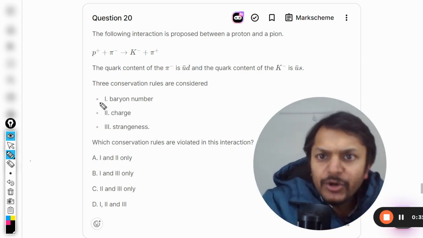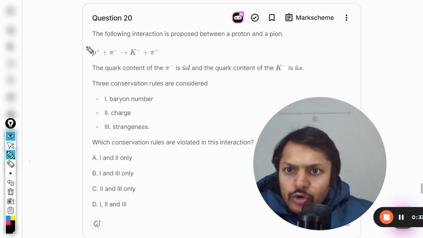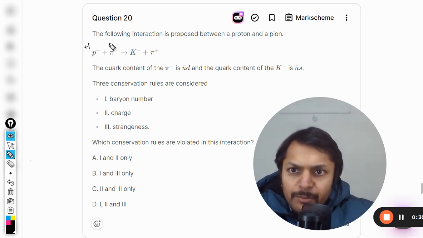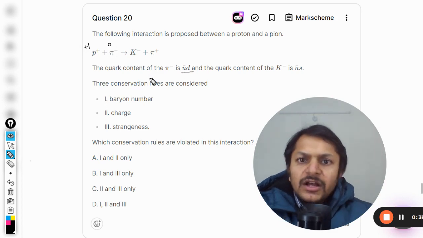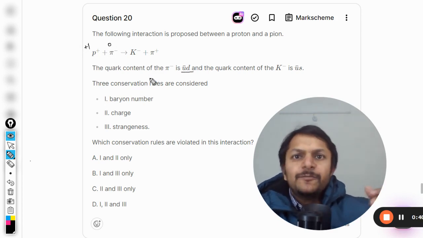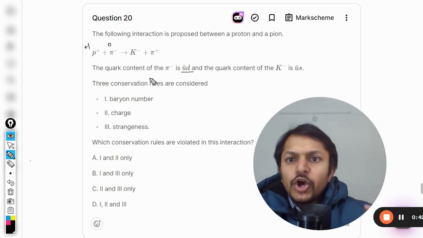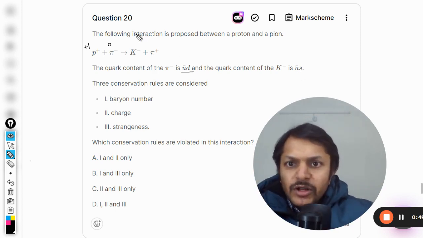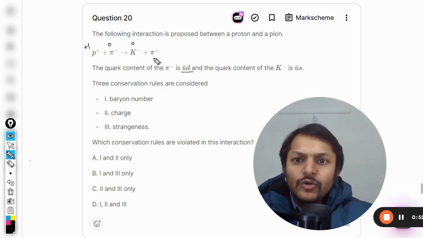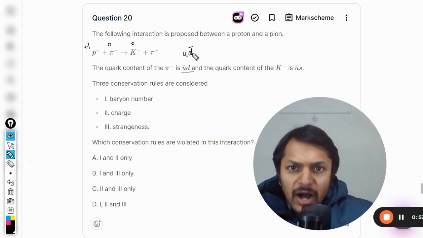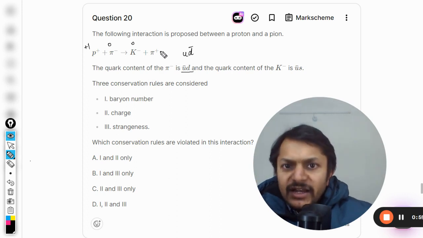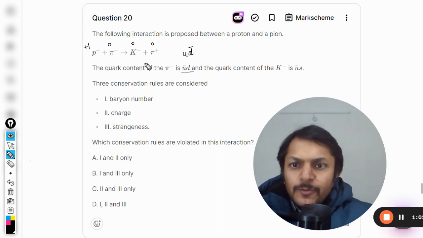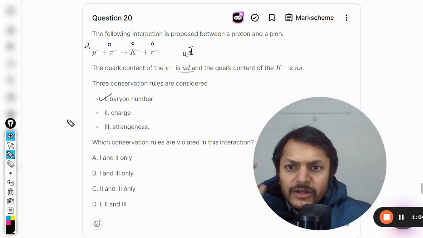First of all, I think the baryon number is clearly violated here because the proton is having a baryon number of +1. Pion is 0 because pion's content is given as U bar D, so it is a meson, and for the mesons, the baryon number is equal to 0. This is K, and even this is a meson because one is a quark, another is an anti-quark. So for this also the baryon number is 0, and this is pion plus, that is basically UD bar, and so it's kind of an anti-particle for that. So even this is 0. So clearly the baryon number is violated here.